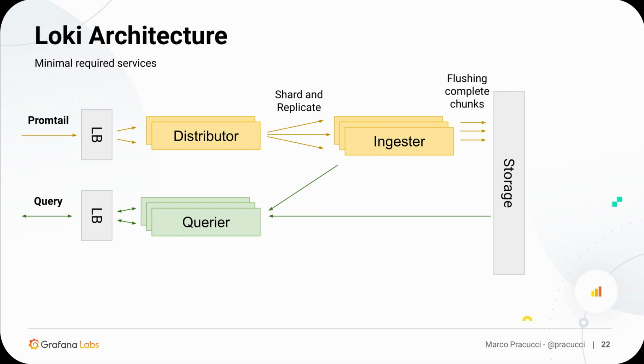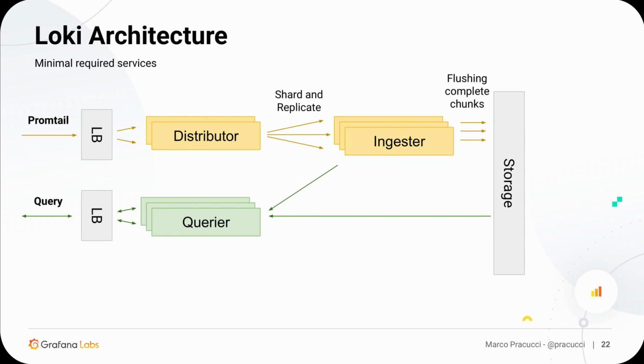The distributor is a service which does three things. It validates the input logs, and it shards and replicates the logs across a pool of ingesters. The ingester is another Loki component which keeps all the received log streams in memory and builds chunks of compressed logs. So for each log stream, it builds a chunk.